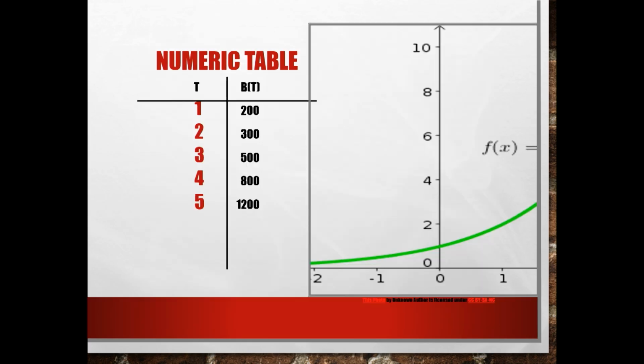Now, I've got a numeric expression, 1, 200, 2, 300. So if I looked at this numeric table, I don't see a constant rate of change, but I can see patterns. Now, we talked about algebra being all about patterns. So to go from 200 to 300, I'm adding 100. To go from 300 to 500, I'm adding 200. When I go from 500 to 800, I'm adding 300. When I go from 800 to 1200, I'm adding 400.